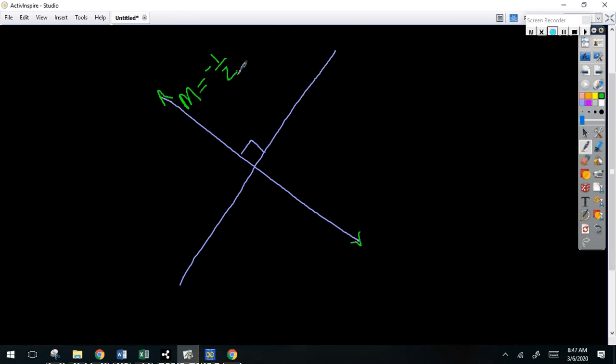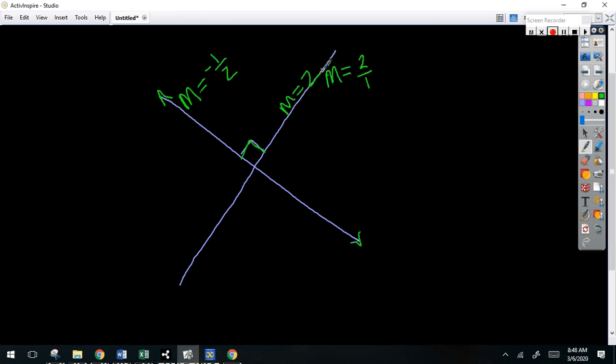By the way, this little square tells me that these two lines intersect at 90 degrees. What do you think that would tell me that the slope of this line is? Think about what I told you. What does it have to do? What flips? Yes. 2 over 1. So it's just 2. Okay. See what we're doing here?